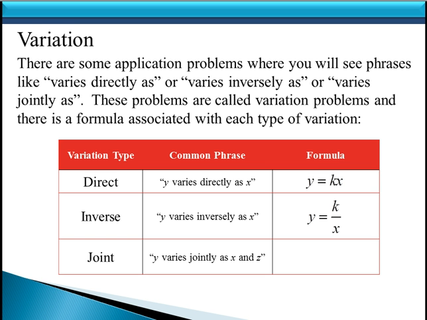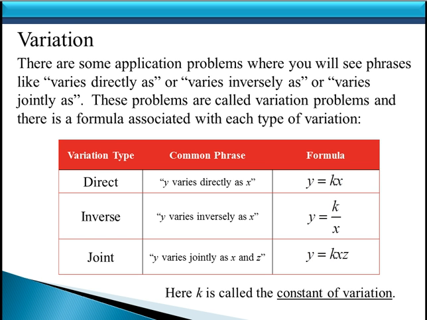And then with joint variation, it's very similar to direct variation, although we have two variables that y is varying directly as, both x and z. So that's why we call it joint variation. So the formula for joint variation, if y varies jointly as x and z, would be y equals some constant k times x times z. You'll notice that all of these formulas have a k in them, which I've called a constant. And we call this k the constant of variation.